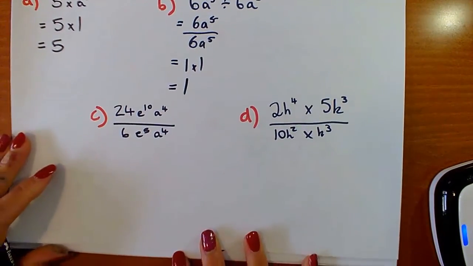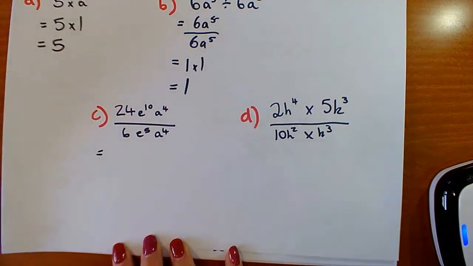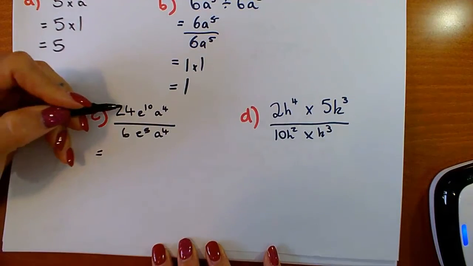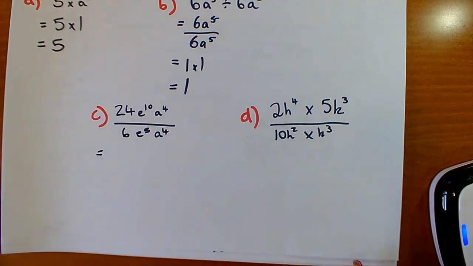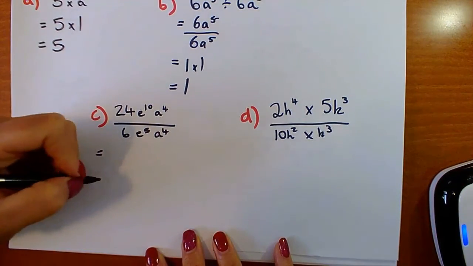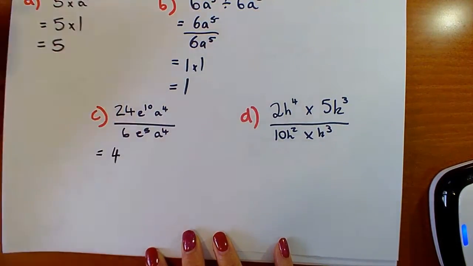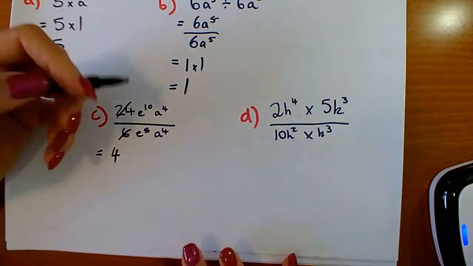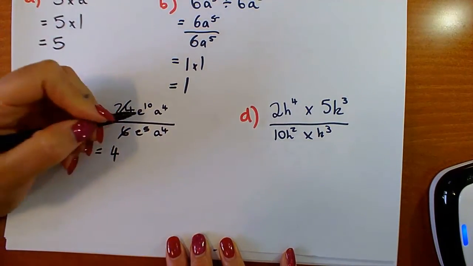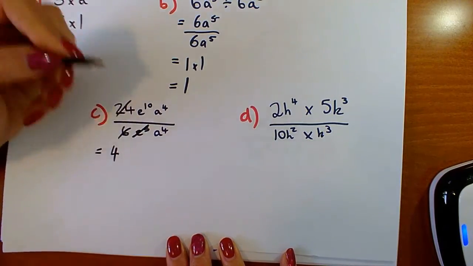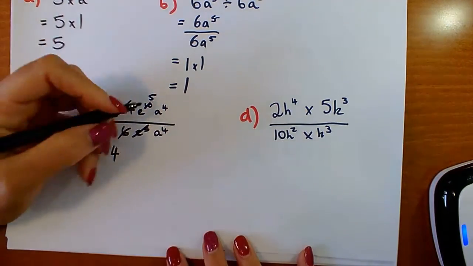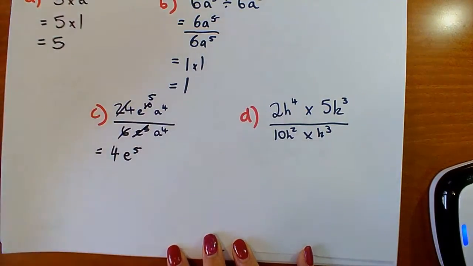Okay. Have a look at this one. In the same way as the other laws, numbers first, then worry about your powers. So 24 divided by 6, as you know, that equals 4. So that cancels, and you've got 4 at the top. And then e to the power of 10 over e to the power of 5, that cancels down the bottom. You have 5 left because that's your regular subtraction. E to the power of 5.